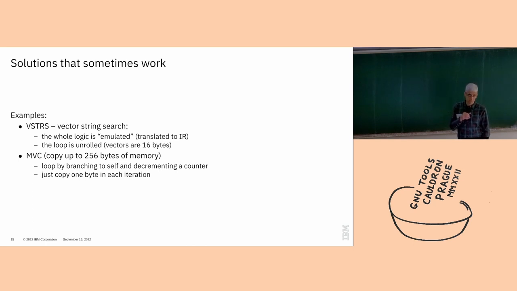Or in the case of the move character instruction, which copies up to 256 bytes of memory, that instruction is also emulated by a loop branching to the instruction itself and decrementing a counter, and just one byte is copied in each iteration, so that's also acceptable.